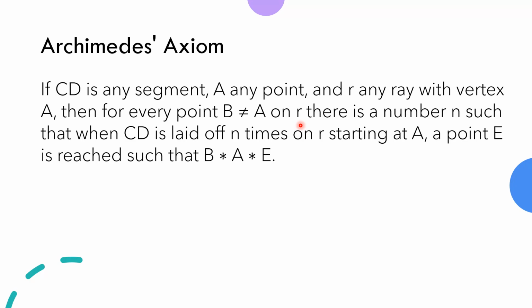Then you have: there is a number n such that when CD is laid off n times on R starting at A. So there is now finite repetition. It uses only a finite number n of copies. Aside from that, there is now a construction process: repeatedly place segment CD end to end along ray R. So we begin the construction at point A. And then a point E is reached such that B is between A and E.